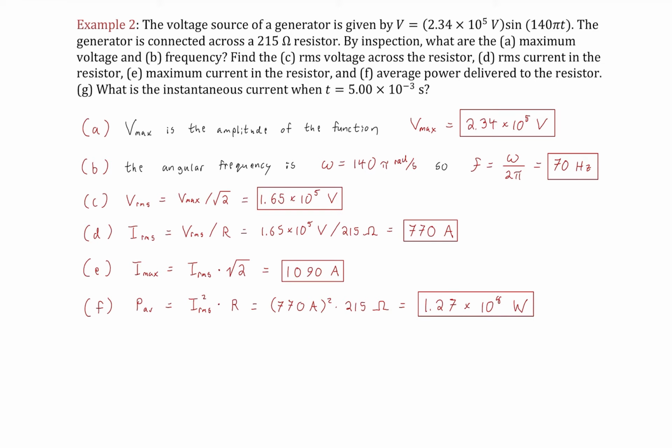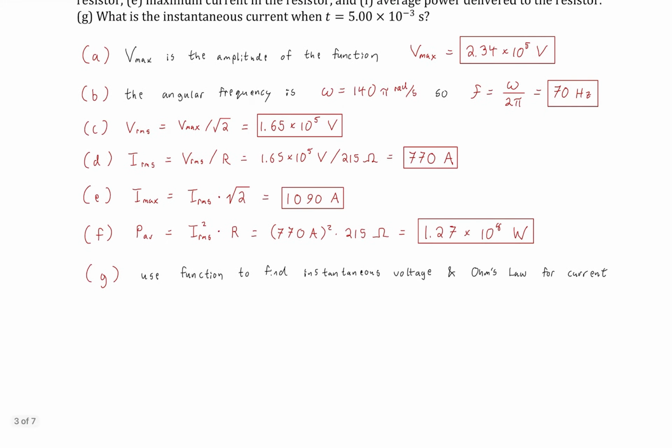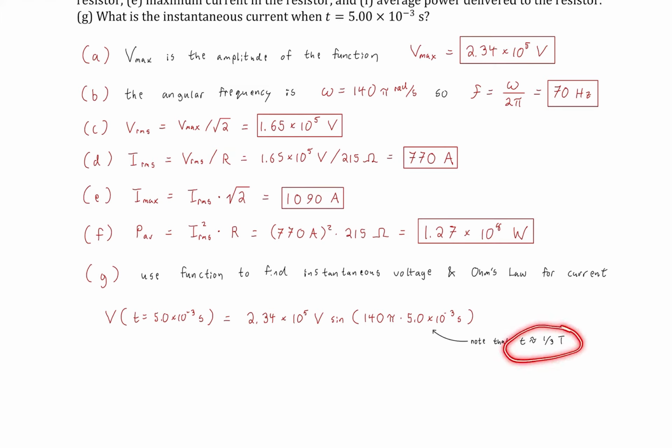Now something pretty novel here, part G, what is the instantaneous current at this particular time, right? And this time is 5 milliseconds. Okay, so we use the function to find the instantaneous voltage and Ohm's law for current. So we're going to actually use the function of instantaneous voltage. Okay, so we plug our 5 milliseconds into the function, okay? And note that this time is about a third of the period, okay?